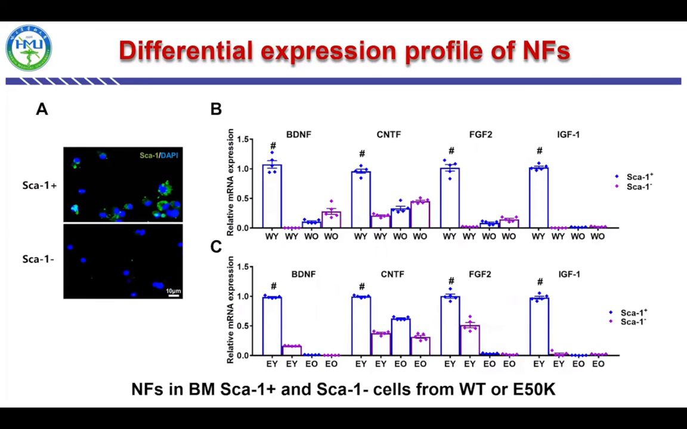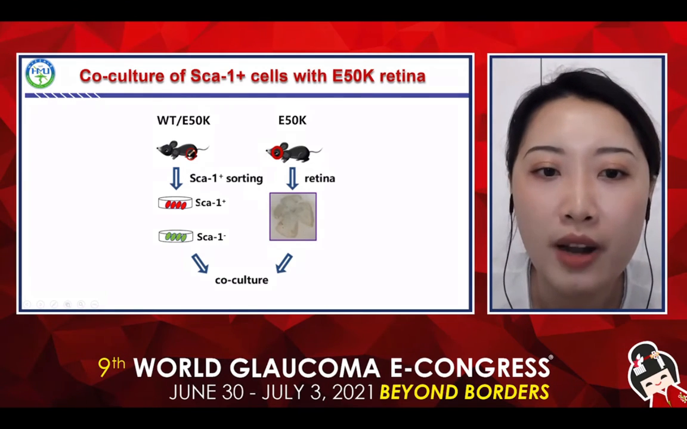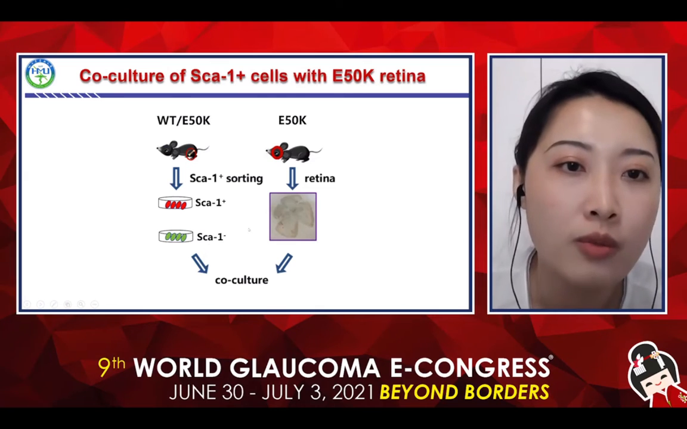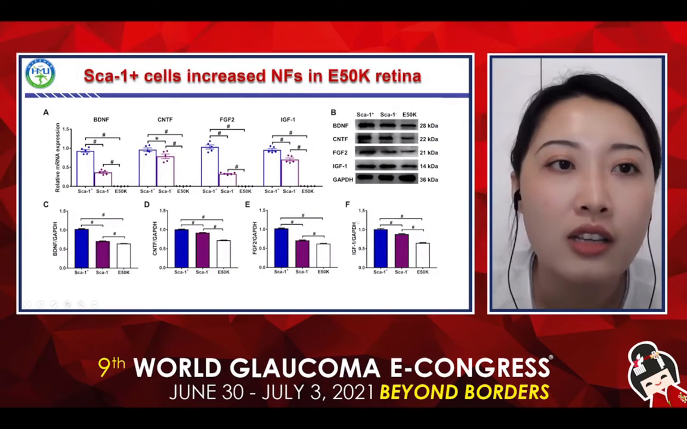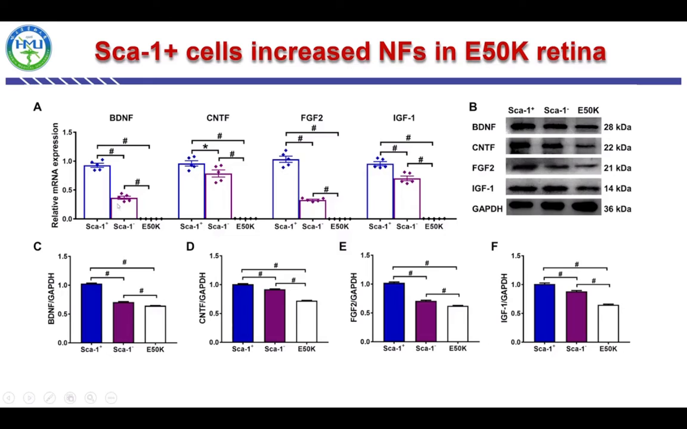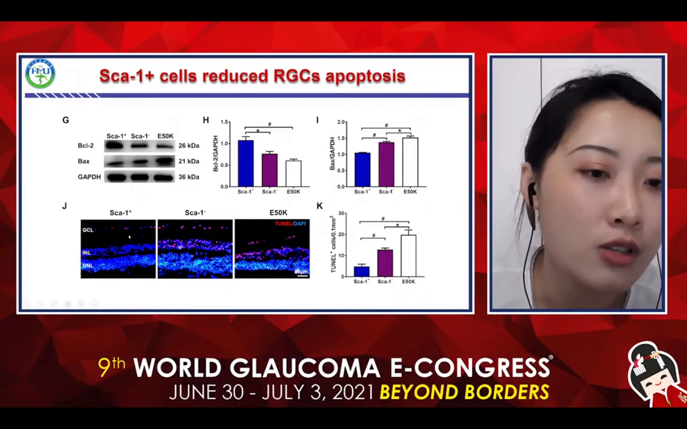In this figure, we can see that 4 types of neurotrophic factors all have a higher expression level in young Sca-1 positive cells. Then the E50K retinal explants were co-cultured with young bone marrow Sca-1 positive or negative cells from wild type and E50K mice. After co-culture, the Sca-1 positive cells increased neurotrophic factor expression in the E50K retina, and also reduced the apoptosis of RGCs. We can see that there are fewer TUNEL positive cells after co-culture with Sca-1 positive cells.